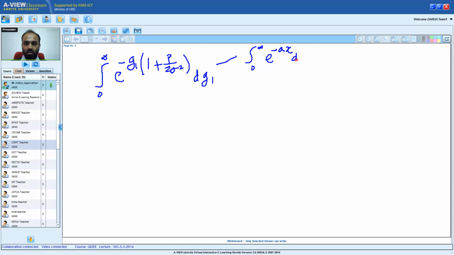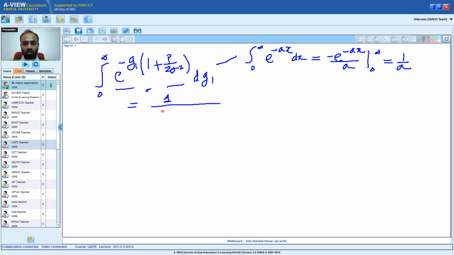This is equal to the integral of e to the power of minus ax, that is minus e to the power of minus ax divided by a, between 0 and infinity, which is equal to 1 by a. That is correct. I am getting the answer from several colleges, GCT, UIET and VCAP. This integral is simply equal to 1 over 1 plus P by 2 sigma square.